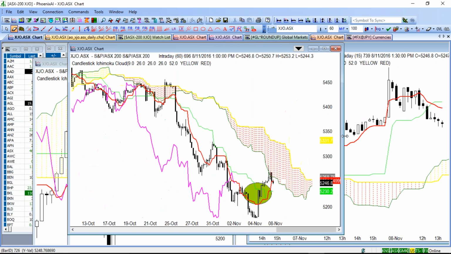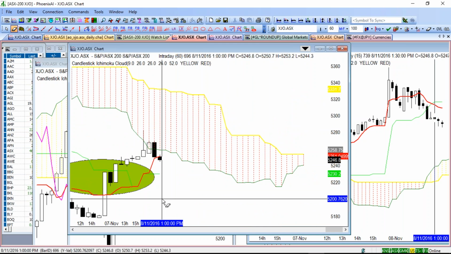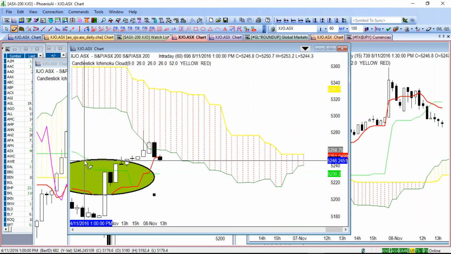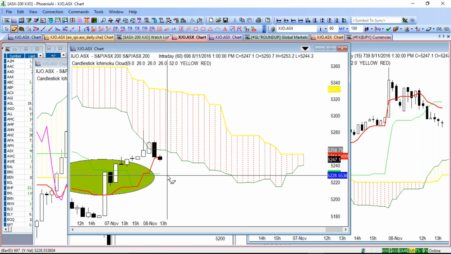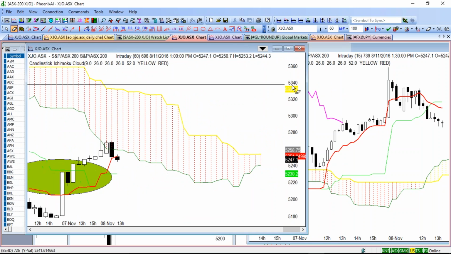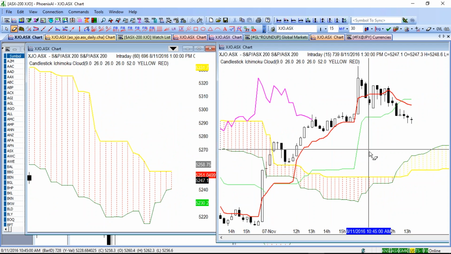I probably can't see it too well, but the green line, the Kijun Sen line, is here, flattening out on the hourly chart, and it is at 5,230. So we have two elements showing exactly the same support level. So any pullback intraday, you would be looking at 5,230 to hold on an intraday basis between the 60-minute chart and the 15-minute chart in there.